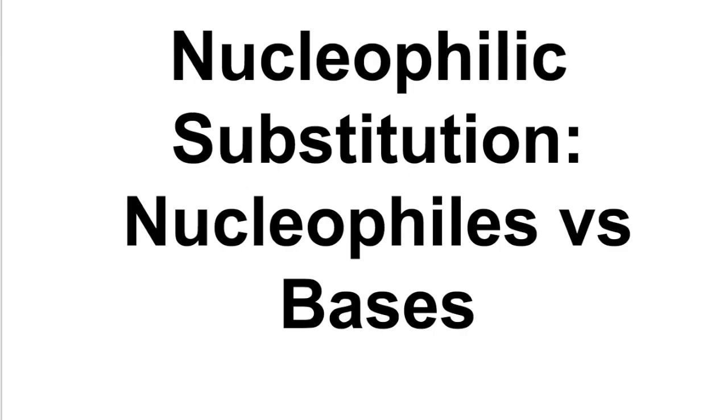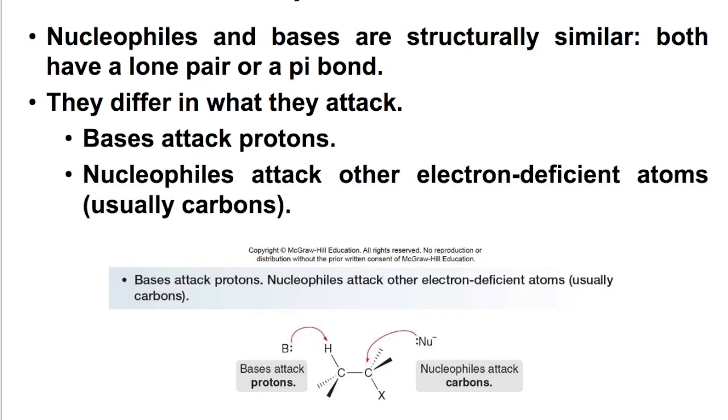Now you might be wondering, are nucleophiles and bases the same thing? They look very similar. Let's talk about it. So, yes, nucleophiles and bases are very similar. They often have a lone pair, they even often have negative charges. They always have a pi bond that is ready to go and attack.